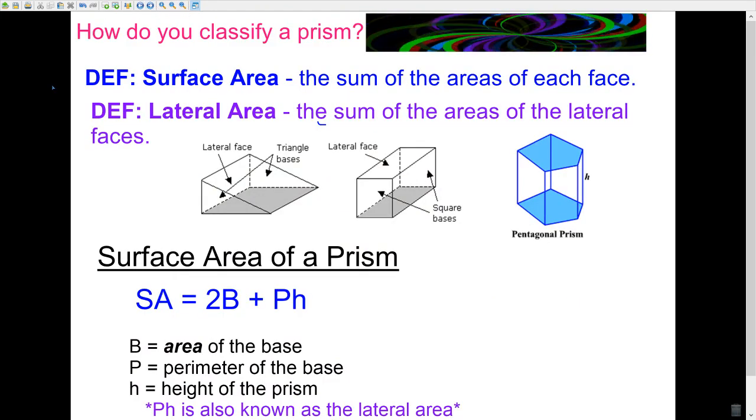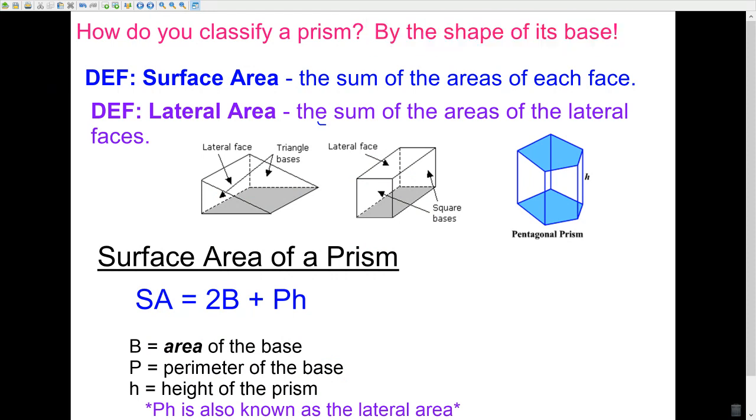How do you classify a prism? We're starting to talk about it. It's by the shape of its bases. Like I just said, the other one was a pentagon, right? That's the base. And so we're going to need to use that for our formula for surface area.